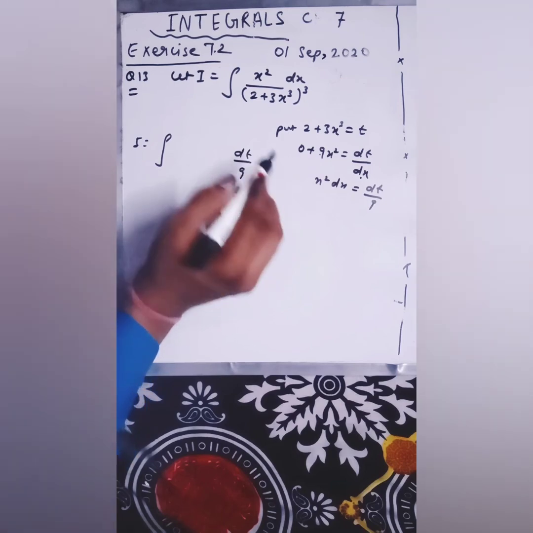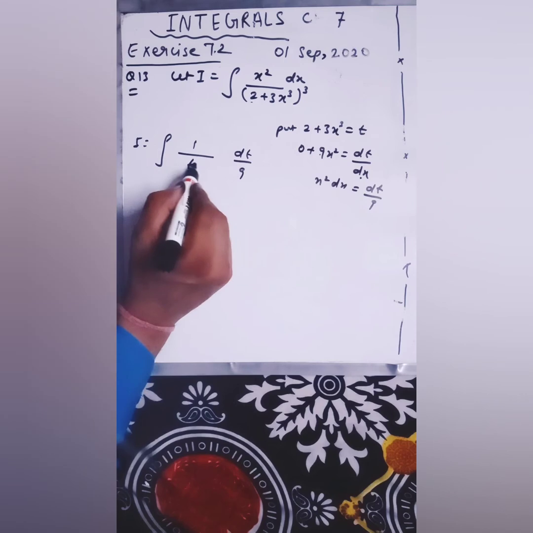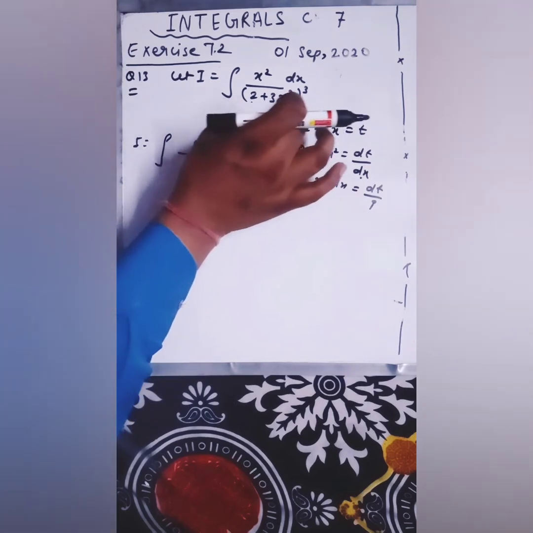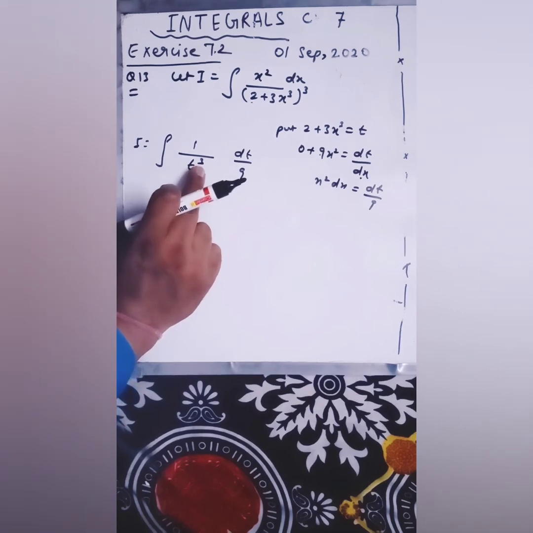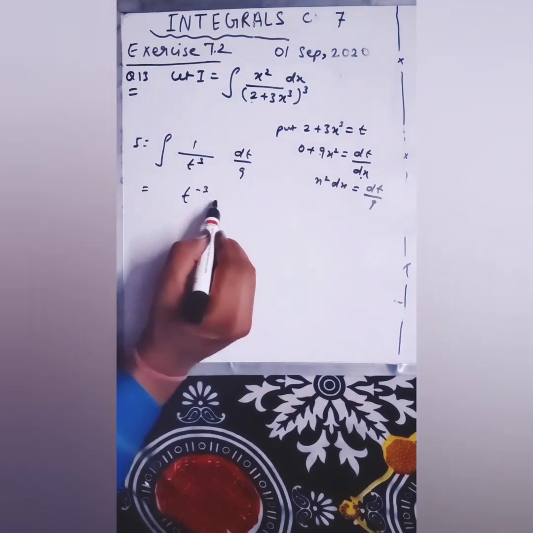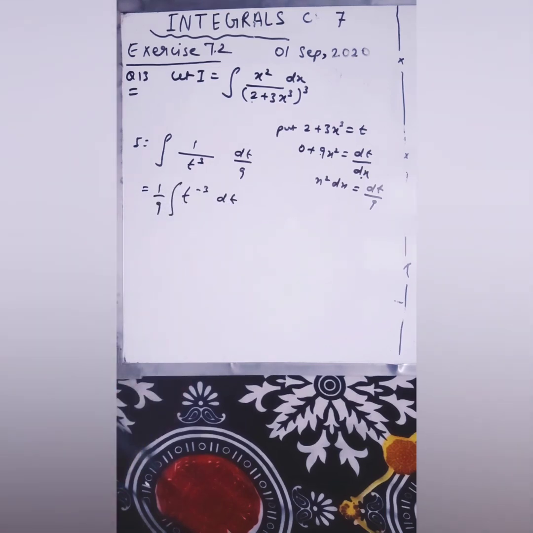So I'm writing this outside, and 1 by t, you can write t cube, because this is whole t raised to power 3. Now this would be t raised to power minus 3 into dt, and you have to shift this 1 by 9 outside of this integral.